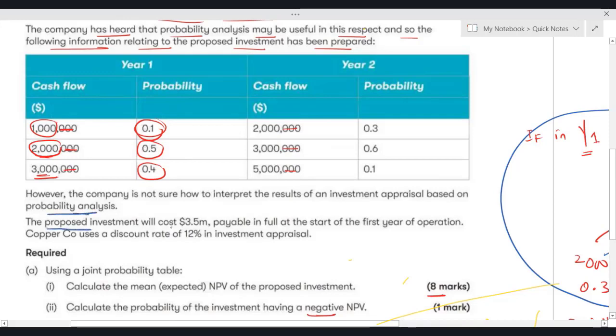The proposed investment will cost 3.5 million, means 3,500 because we have ignored 3 zeros. Payable in full at the start of the first year of operation. Copper uses a discount rate of 12%. Excellent. There's a discount factor available also, which means that if I'm having a discount factor of 12%, look at this. In year one, the factor is 0.893.